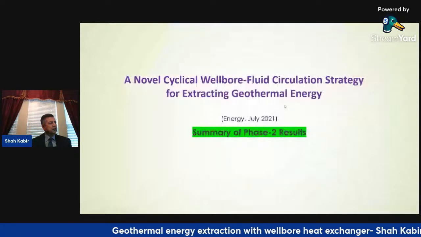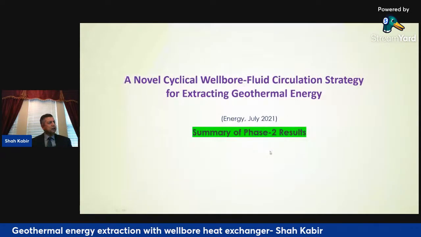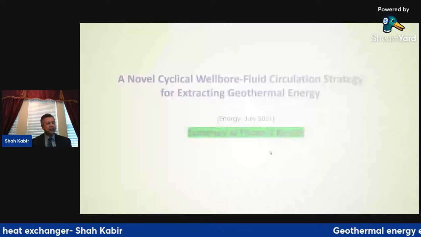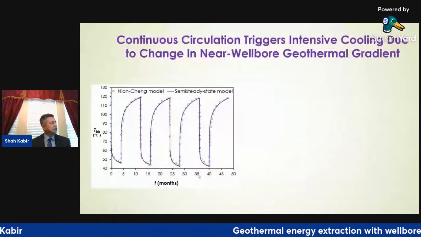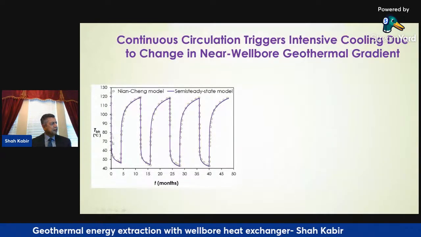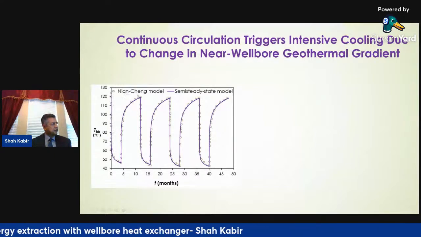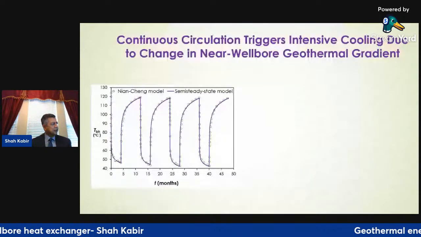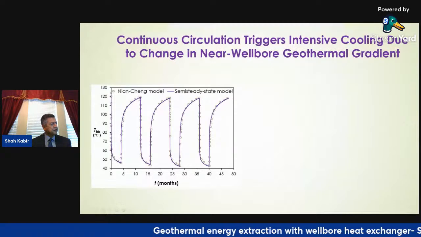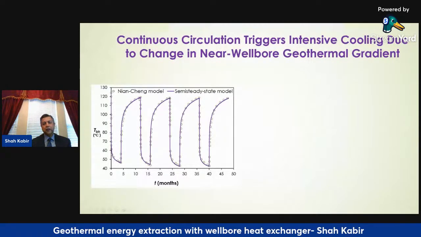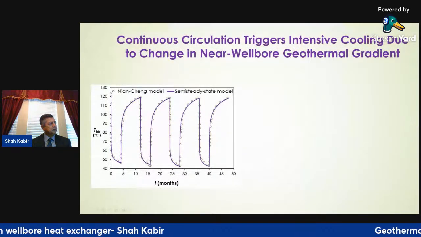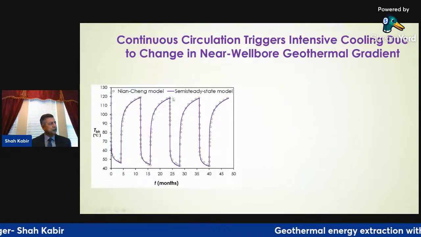Okay, so there is a follow-up study, and we found out that, as the saying goes, there is no free lunch. Meaning, we cannot just circulate fluid and expect that everything is fine. As you can see in this cycle, this is done by Nian and Sheng, and it showed that you have to circulate for 4 months, but you have to shut it in for 8 months. Why? Because we have excessive cooling of the near wellbore geothermal gradient. So 4 months circulation and 8 months shut in.